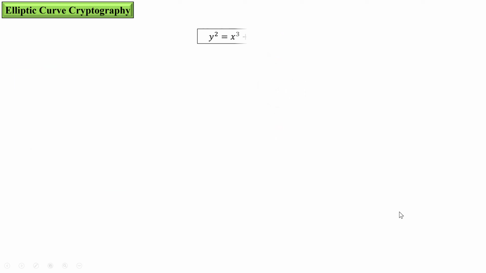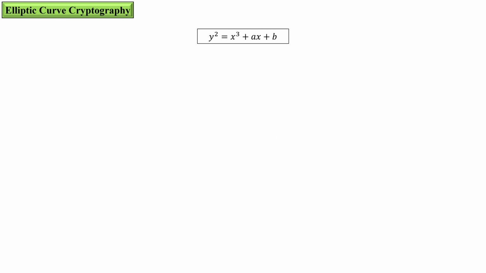The general formula of one of the main categories of elliptic curves is this: y to the power of 2 equals x to the power of 3 plus ax plus b. Based on the different values of a and b, the form of the curve would be different. There are other categories with different formulas for elliptic curves, but this category is one of the most well-known in cryptography, and it is used very much in this branch of cryptography.